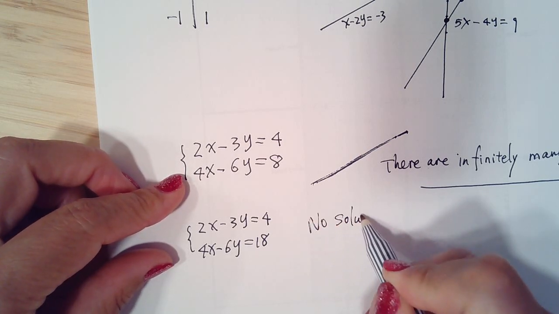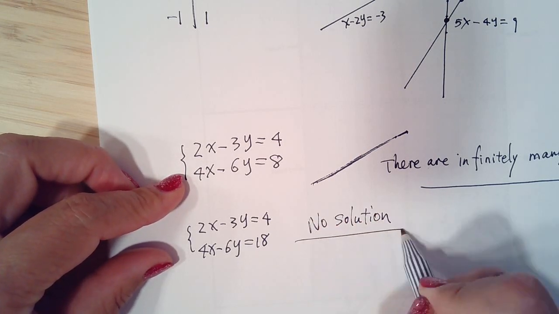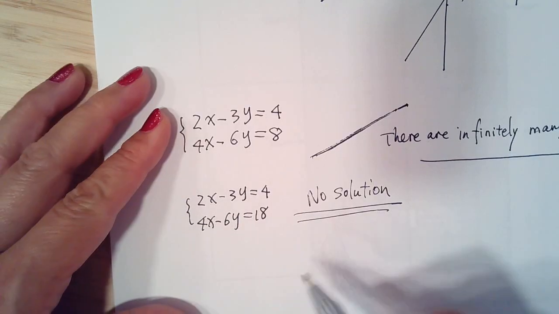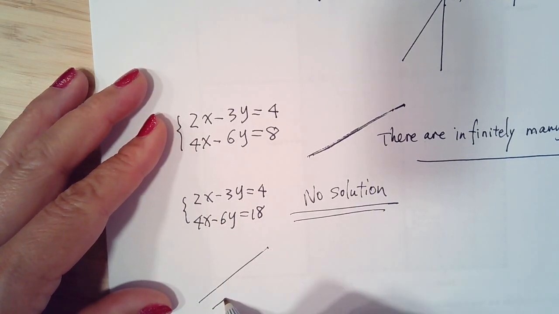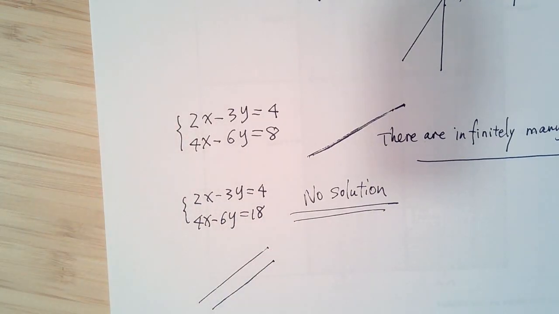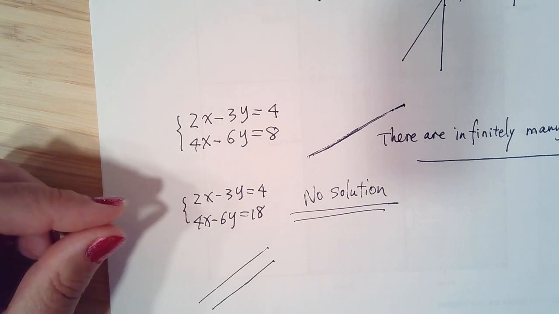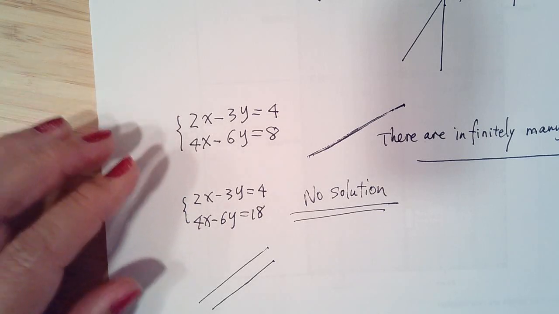What does that mean? That means if you graph these two lines, you get two parallel lines. And that makes sense because these two parallel lines, they're not going to touch each other. They just keep going and going, and there's no solution because there are two equations, they're conflicting. So that's the parallel lines.